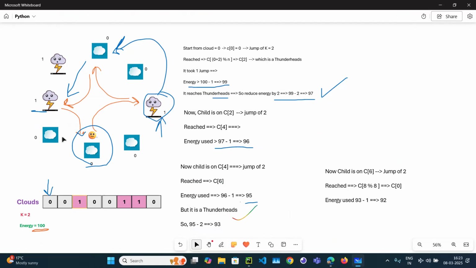So once it reaches here, it will make one more jump. So 6 plus 2, 8. But we don't have any eighth index. As of now, we don't have any eighth index, but it is a circular fashion.